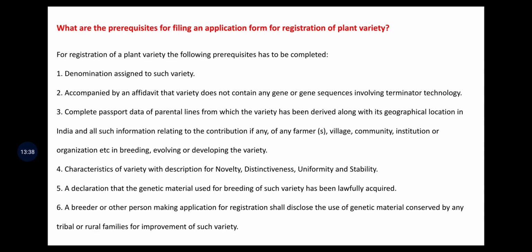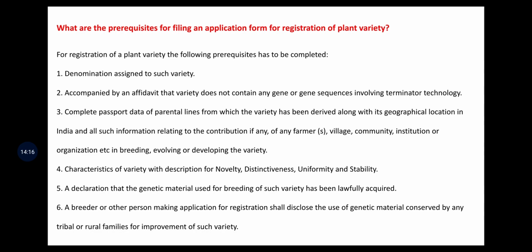The prerequisites for filling the application form for registration of a plant variety are: the denomination assigned to such variety, accompanied by an affidavit that the variety does not contain any Terminator gene technology, complete passport data of parental lines from which the variety has been derived along with the geographical location in India, and all such information relating to the contribution, if any, of the farmers, village, community, institution, or organization, etc., in breeding, evolving, developing the variety.